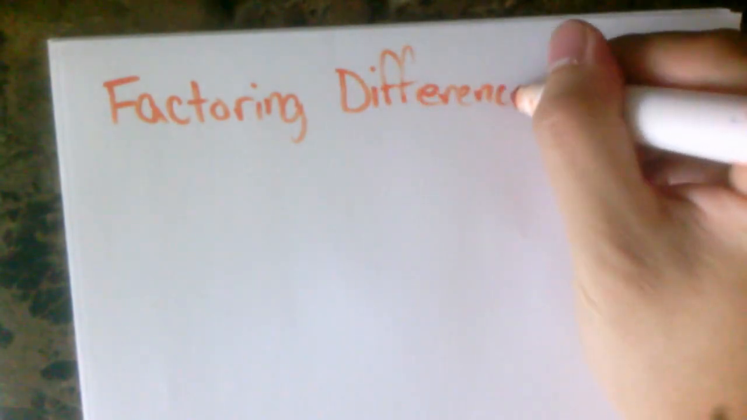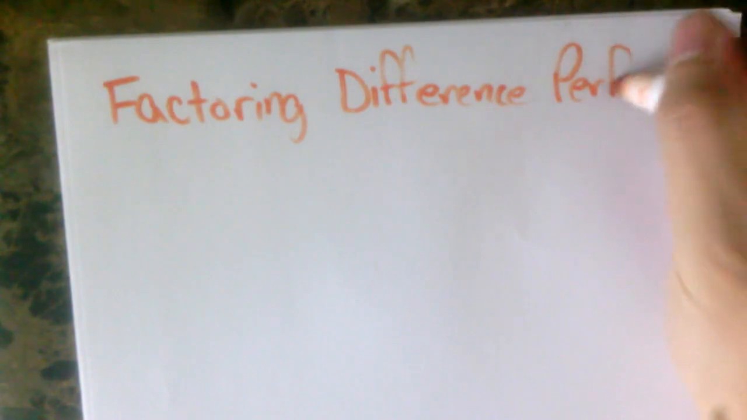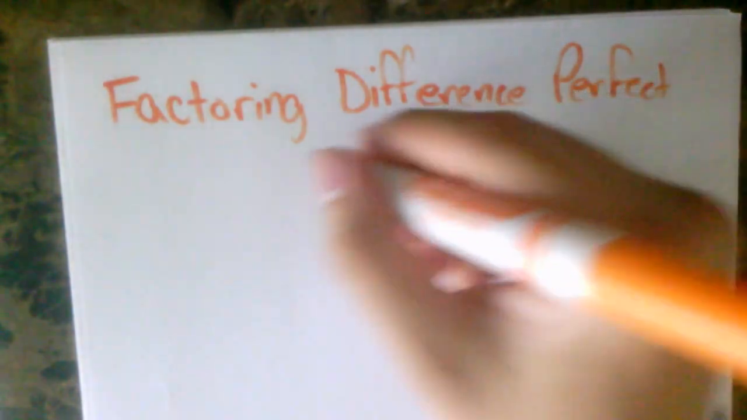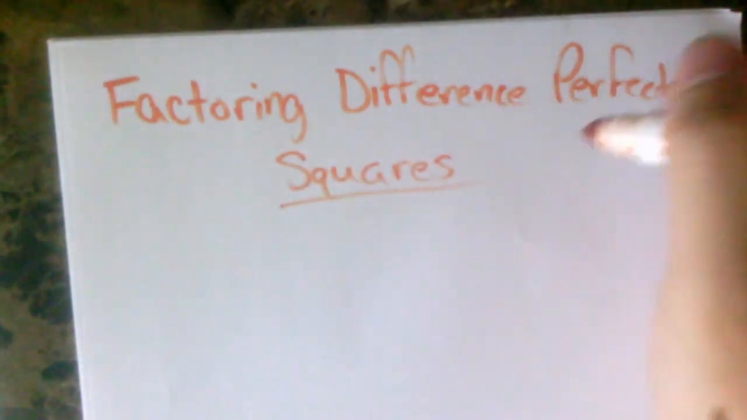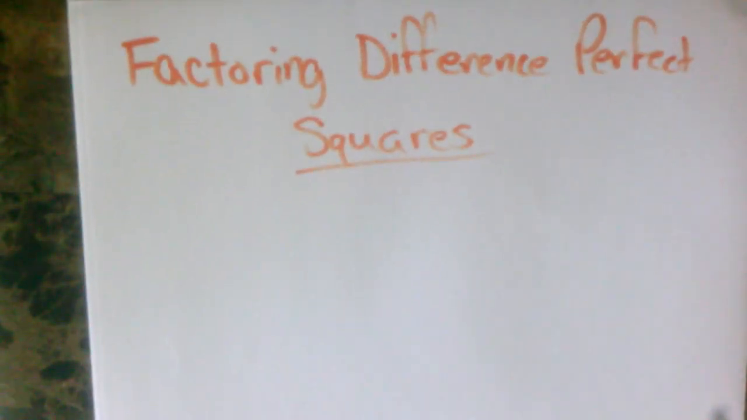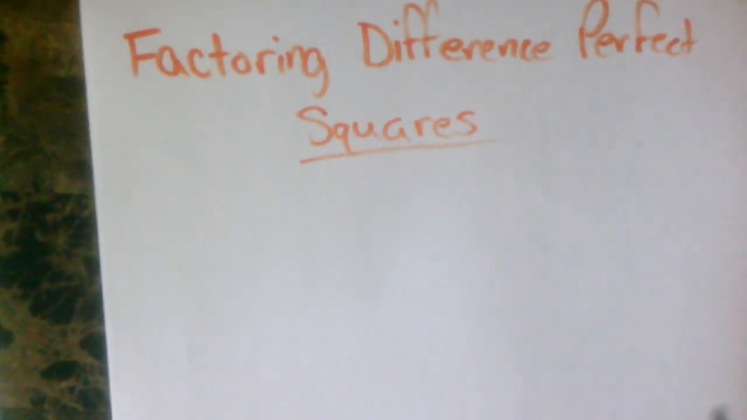But difference of perfect squares. Okay, so I told you guys that you can actually do all of these with just factoring by grouping. And if you'd like to memorize just one method, that would be the one method you use. But with factoring difference of perfect squares, what you're looking for are a couple of qualifications.